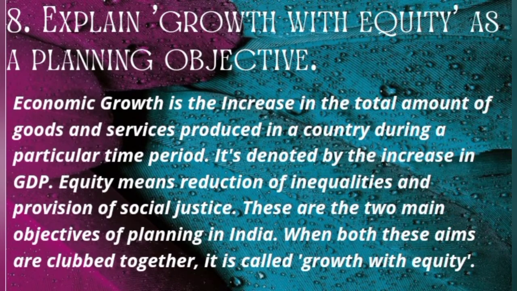Eighth question. Explain growth with equity as a planning objective. So, what is economic growth? Economic growth is the increase in the total amount of goods and services produced in a country during a particular time period. It is denoted by the increase in GDP. Equity means a reduction of inequalities and provision of social justice. These are the two main objectives of planning in India. When both of these aims are combined together, it is called growth with equity.